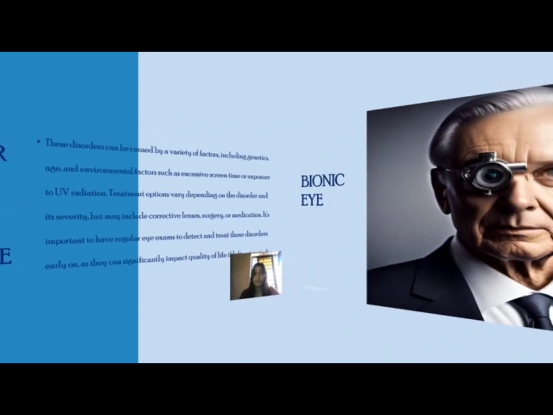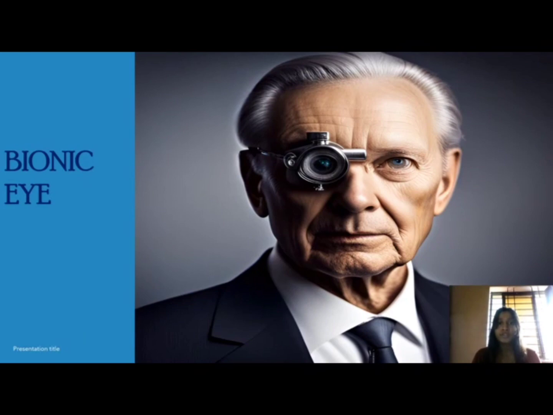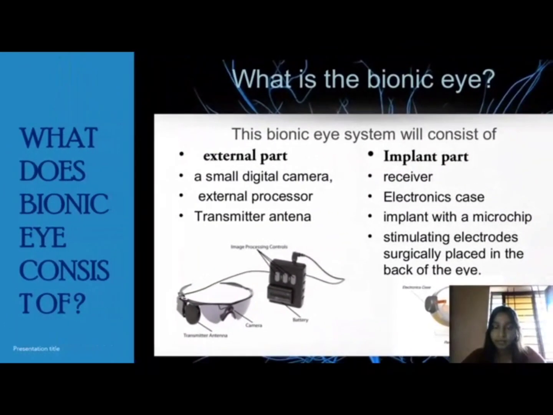Now let's move on to the bionic eye. Let us see what a bionic eye consists of. Basically, a bionic eye system will consist of external and implant parts. External parts are a small digital camera, an external processor, and a transmitter antenna. Implant parts are a receiver, an electronic case, an implant with a microchip, and stimulating electrodes, surgically placed in the back of the eye.